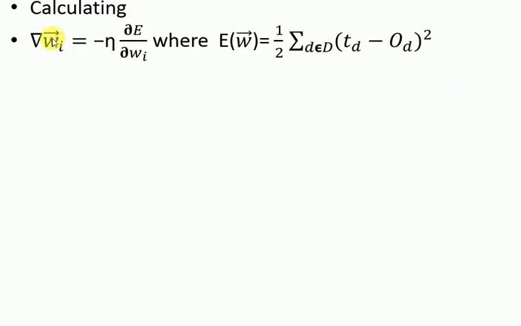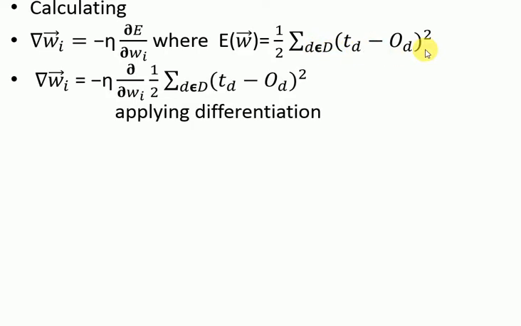Now calculating, delta w equals minus eta into dE over dw. E is 1 by 2 sigma d belongs to D, (td minus od) square. So delta w is minus eta into d over dw of 1 by 2 sigma d belongs to D, (td minus od) square. Applying differentiation.